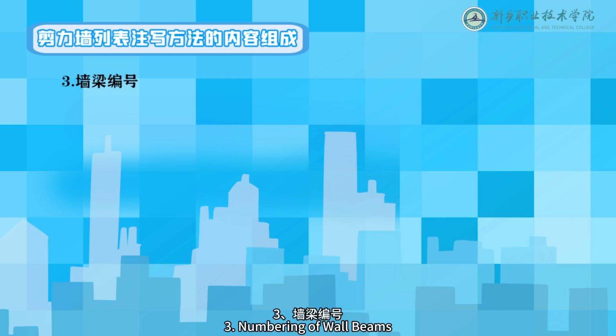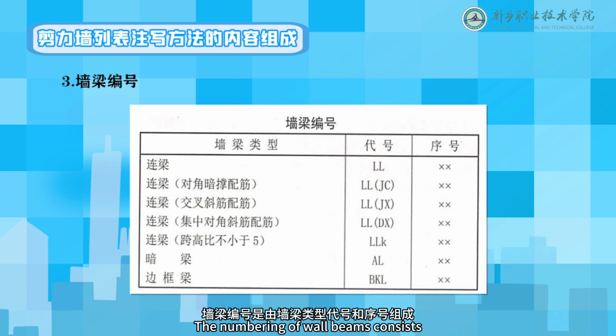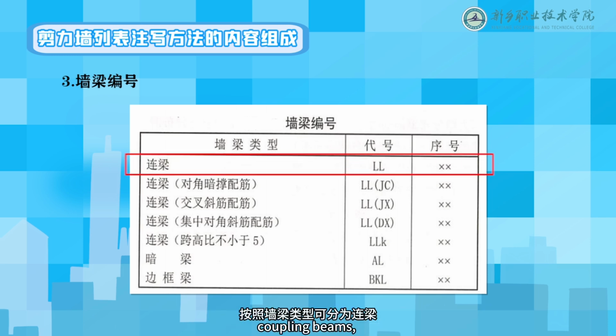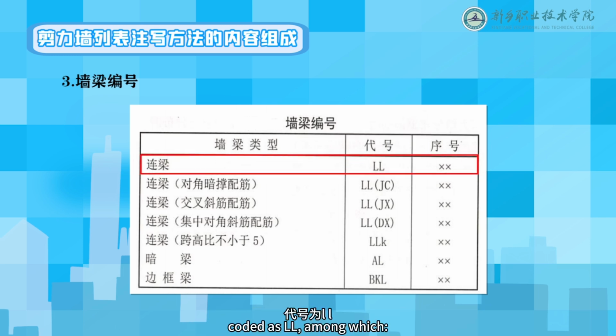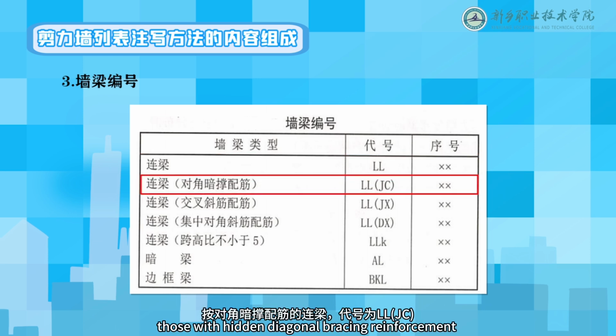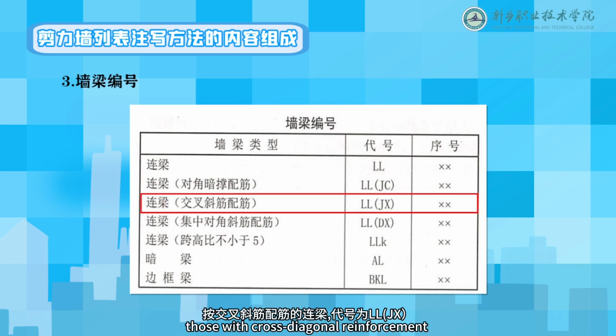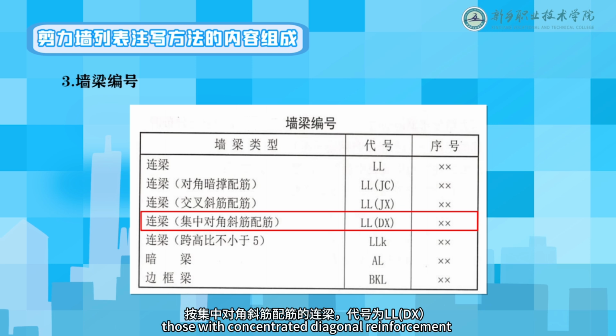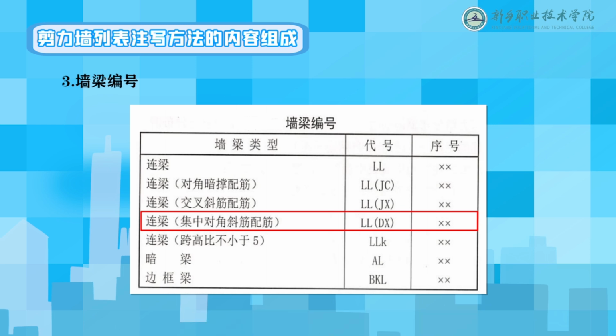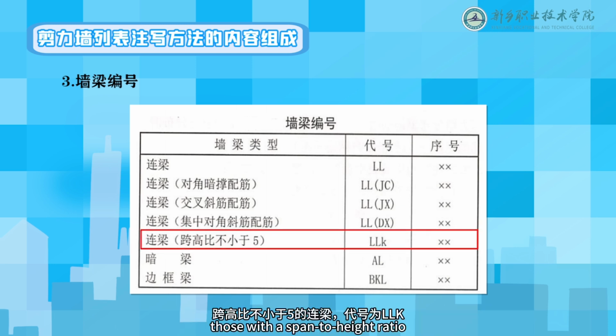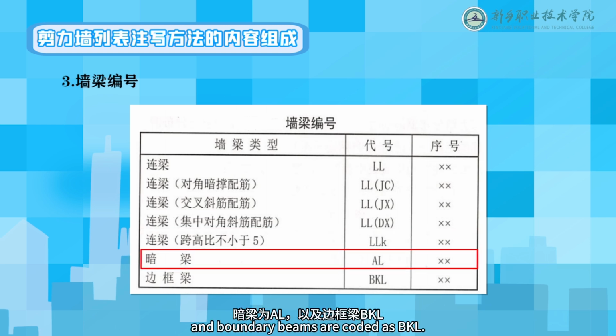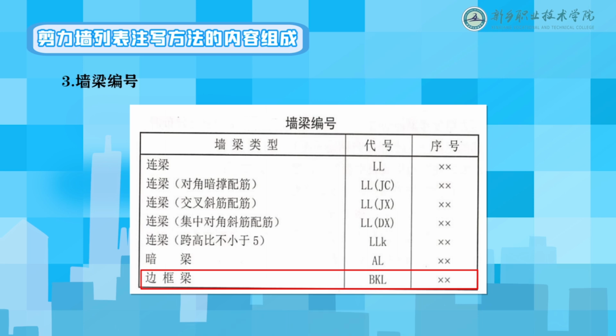Third, numbering of wall beams. The numbering of wall beams consists of type code and serial number. By type, wall beams can be divided into coupling beams, coded as LL, among which those with hidden diagonal bracing reinforcement are coded as LL-JC. Those with cross-diagonal reinforcement are coded as LL-JX. Those with concentrated diagonal reinforcement are coded as LL-DX. Those with a span-to-height ratio not less than 5 are coded as LLK. Hidden beams are coded as AL, and boundary beams are coded as BKL.